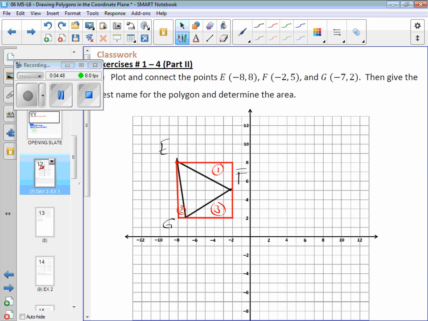So Charlie, say it again. We would have to do what with the triangles? Add those up and subtract that from the area of the square. Exactly. So let's do that. First, let's do the square. Count up the number of boxes for base, count up the number of boxes for height, and give me an answer for the whole rectangle.